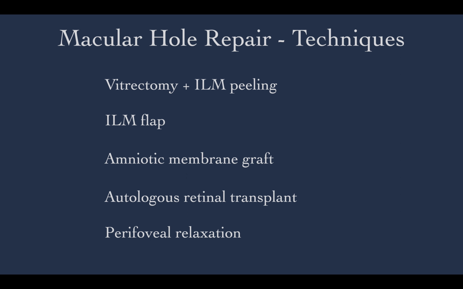The technique we're going to talk about now is the so-called autologous neurosensory retinal transplant for repair of refractory macular hole. It involves a free flap of autologous neurosensory retina that is harvested and positioned over a refractory macular hole to serve as a plug for the hole and a scaffold for glial cell proliferation.